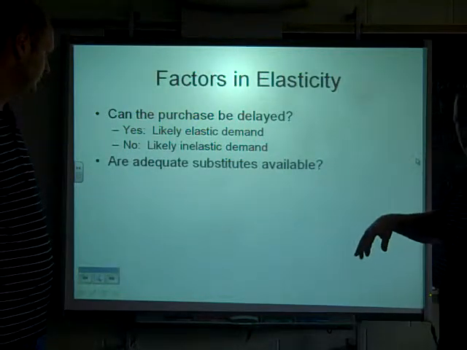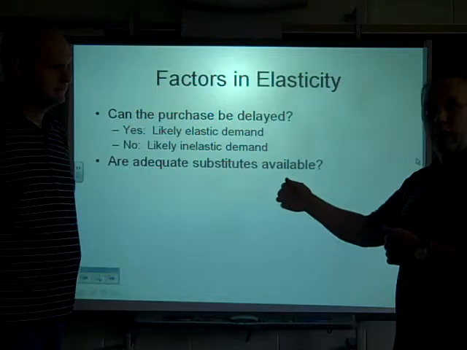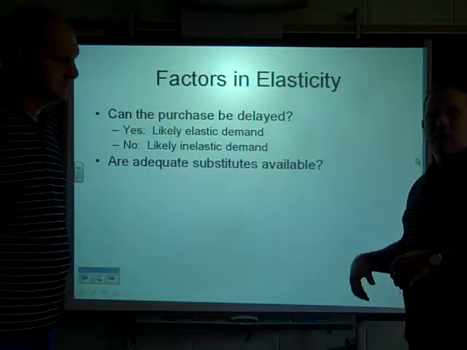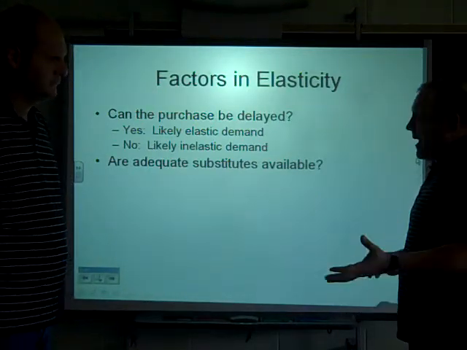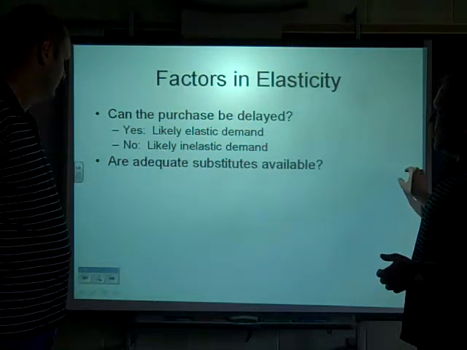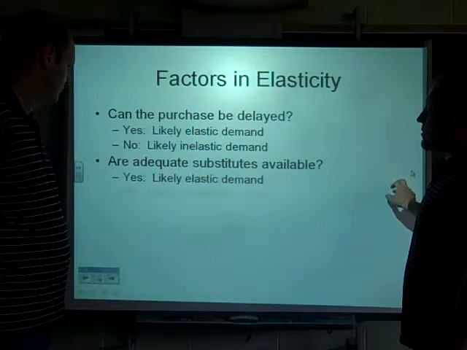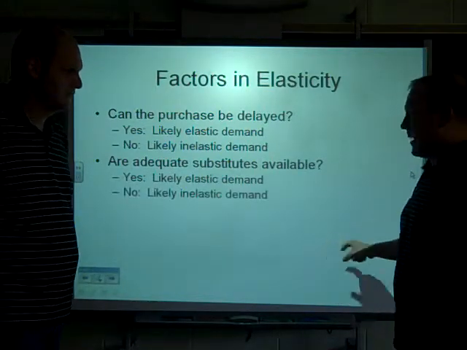If there are adequate substitutes available, so if the price goes up for a good and you can find a substitute that will work for that product, you're going to buy that instead. So if there are adequate substitutes available, you will have elastic demand. If, however, it's a good where there are no substitutes, you're going to have inelastic demand.